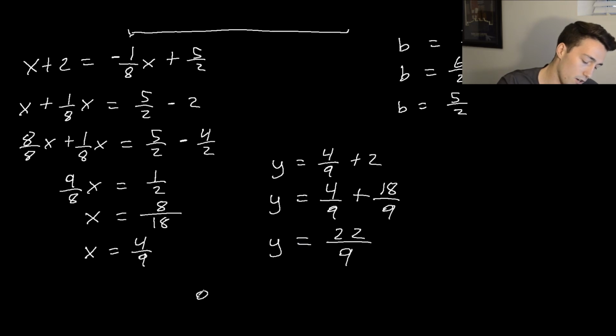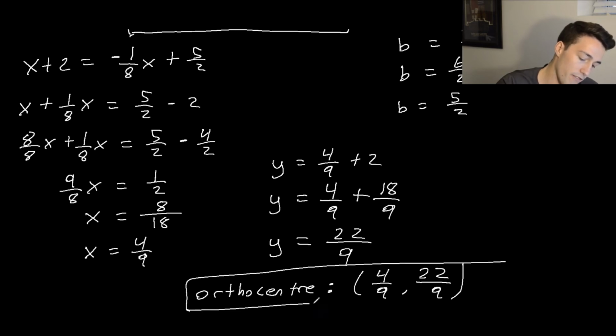And that will give us an orthocenter of 4/9, 22/9. And that would be the orthocenter of that triangle.